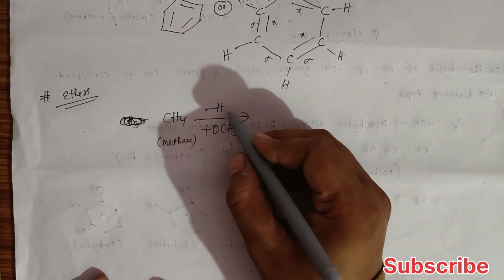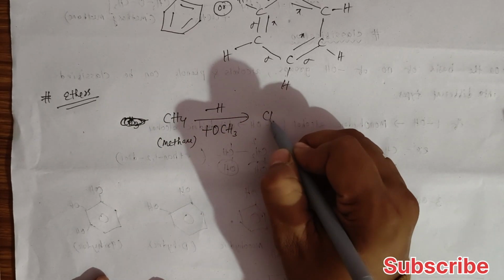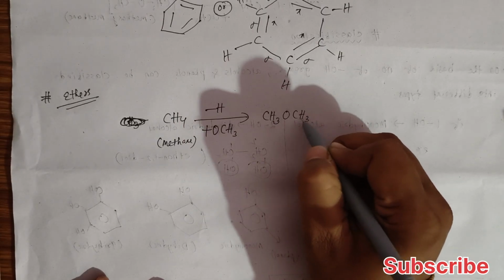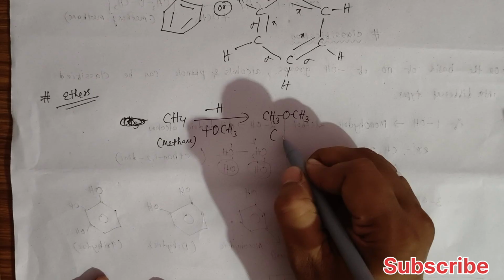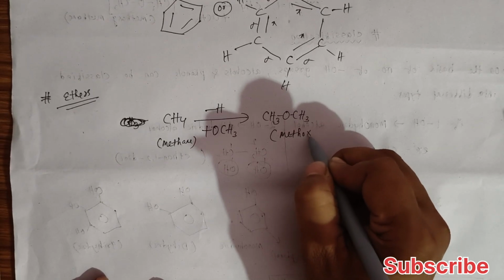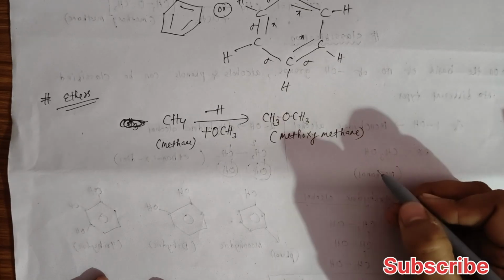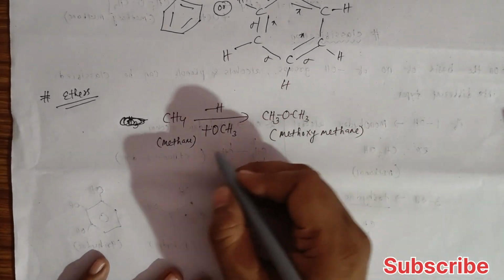we will get here CH3OCH3. This is our ether. This is called methoxymethane. Clear? This is an example of ether.